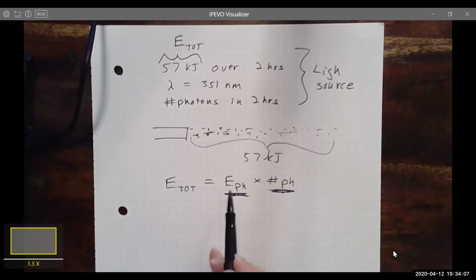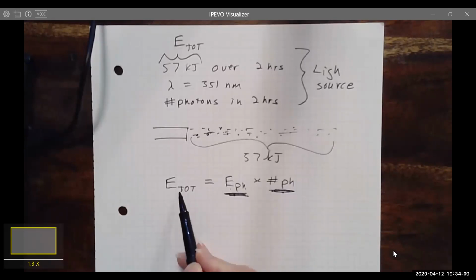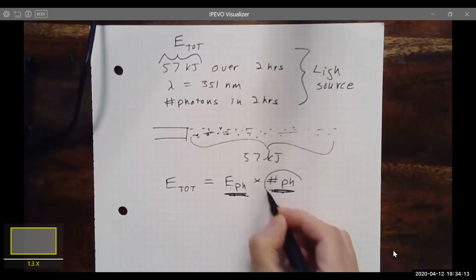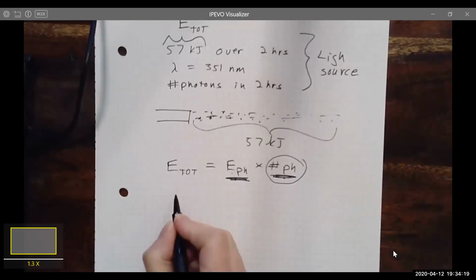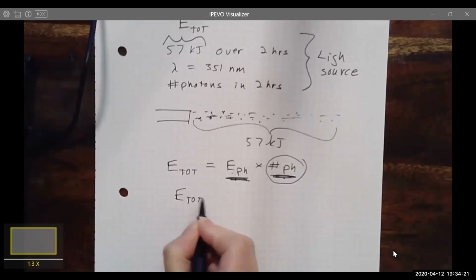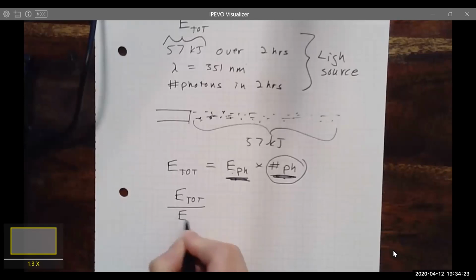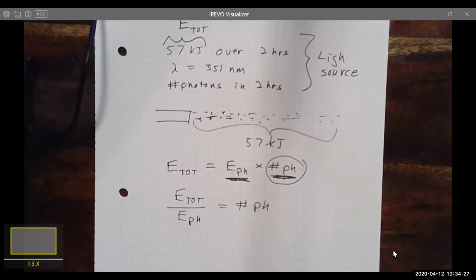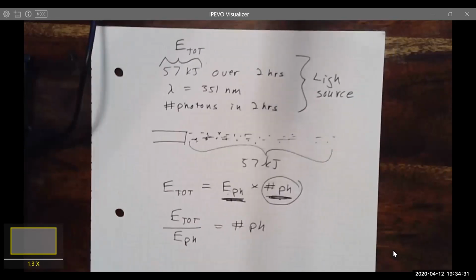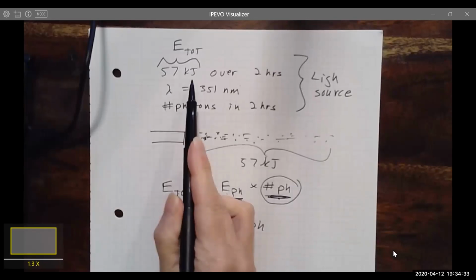These are just 3 different possible questions I could ask. In this question, we are asking: what is the number of photons in 2 hours? What that means is if we take our energy total and divide by the energy of each photon, that'll tell us how many photons we have. The energy total is given to us because they told us that it's 57 kilojoules.